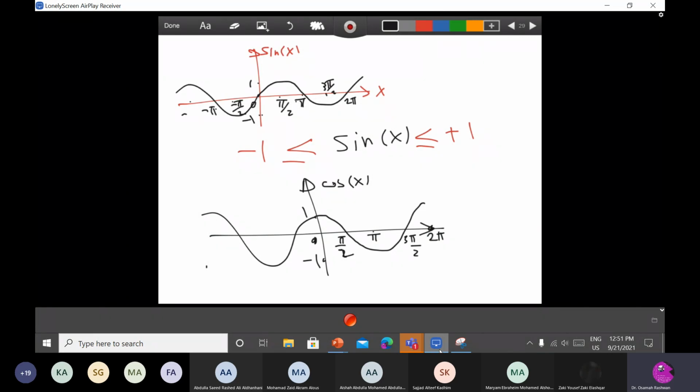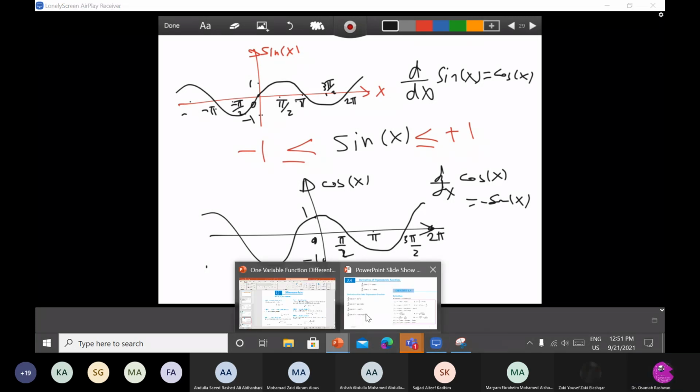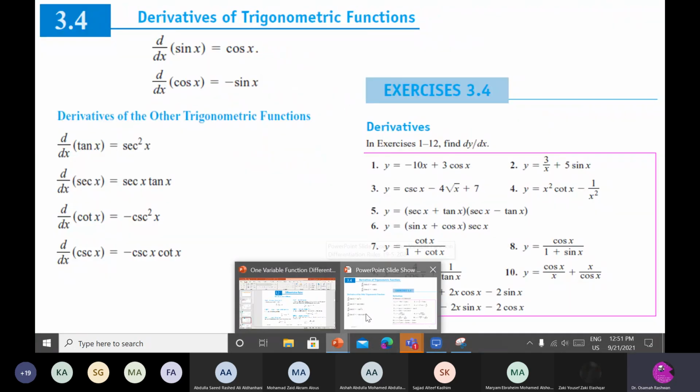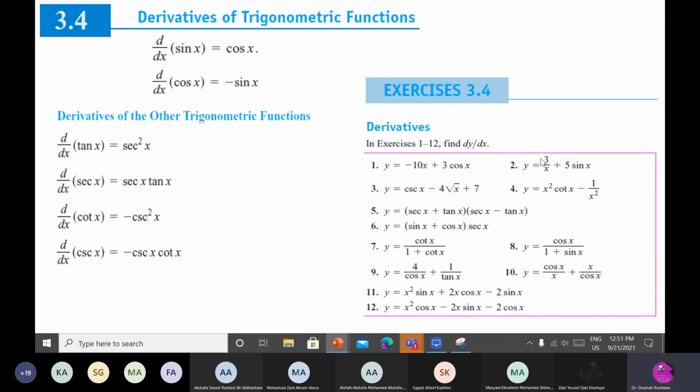Okay, so the derivative d by dx of sine x is cosine x. The derivative of cosine x is minus sine x. Okay. Now we can use the rules. Okay, and I'll give you the break until we have the tutorial and we start solving these questions. See you after the break.